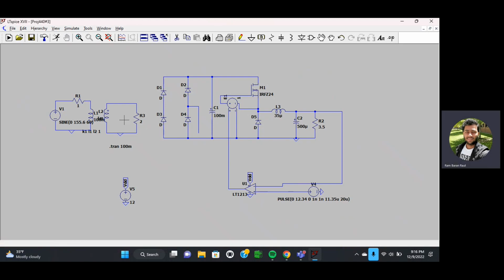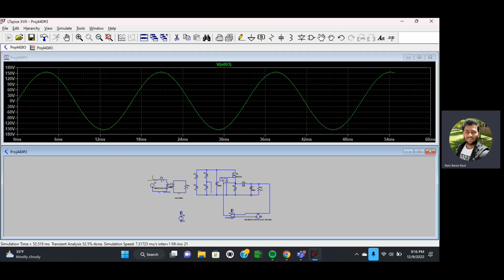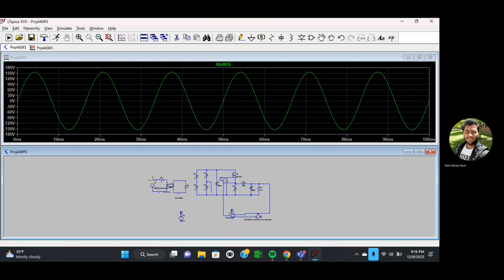Let's see how much we get for 2 ohm. Let's run this circuit, then we can check everything. This is the input voltage. The peak should be 155.6 volt AC at 60 hertz frequency. So 60 hertz is 1 divided by 60, so the time period should be 16.7 millisecond.